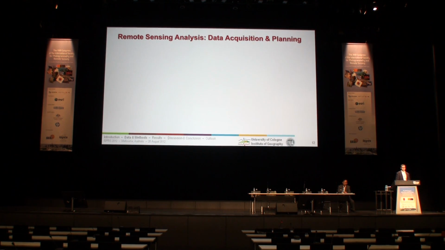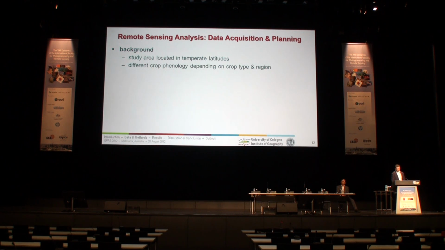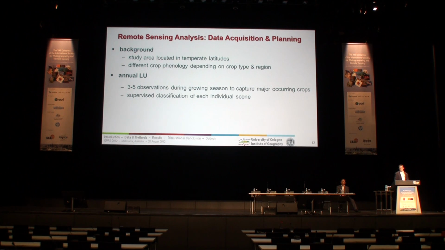So concerning the remote sensing analysis for the crop type mapping, you have to think about that the study area is in the temperate latitudes, and due to different crop type phenology, depending on the type and the region, you have to plan about 3 to 5 observation dates during each growing season, so that you can capture all the major occurring crops. And for the crop rotation mapping, you have to have at least 3 consecutive years, because most crop rotations are 3 years or more.